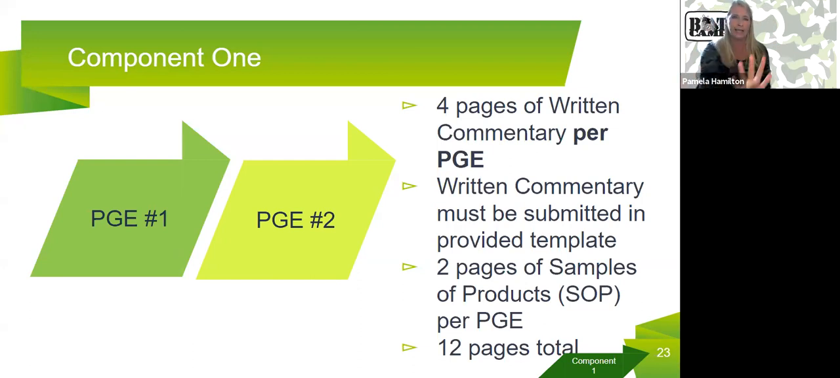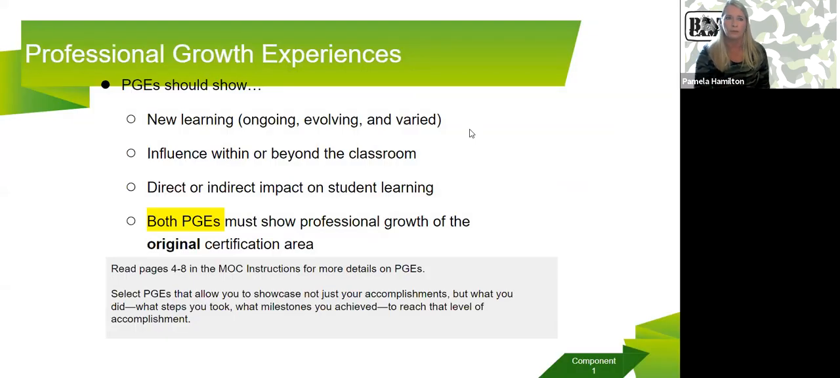So all of this together for component 1, which is the biggest piece of it, is just 12 pages. 8 of written commentary, where we're going to look at the prompts in just a second, and then 2 pieces of that evidence that you're going to put forth to the judge. And those samples of work products, or SOPs, are things that you're going to talk about in PGE-A and PGE-B, or PGE-1 and PGE-2.